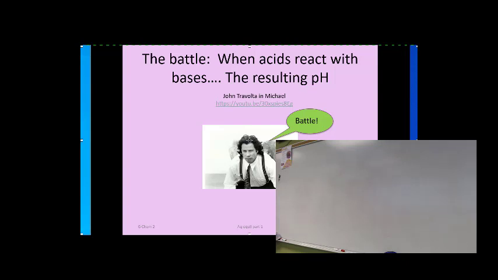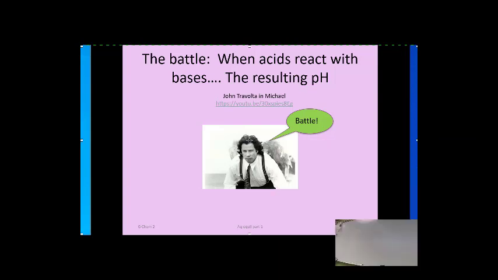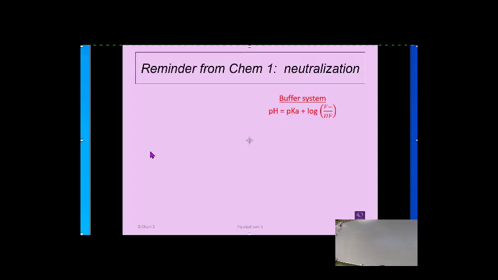Okay, so what we're going to do, the battle, when acids react with bases, the resulting heat. So, this is important. This will help you understand. I just want to remind you of something. If you take something that's weak, like a weak acid, and it interacts with a base, it's really important you know what comes out on the other side.